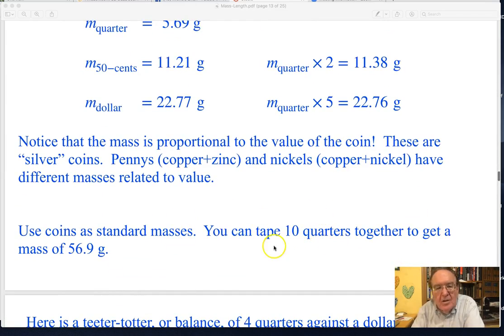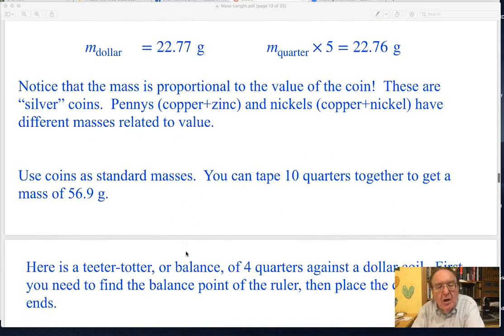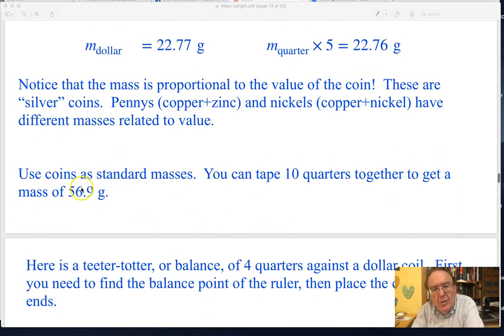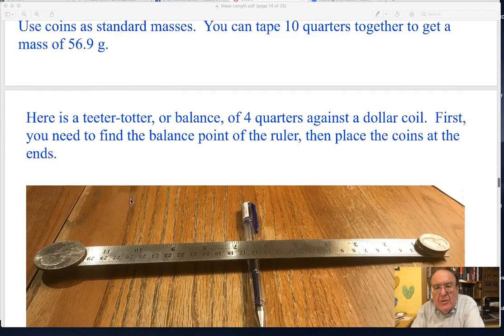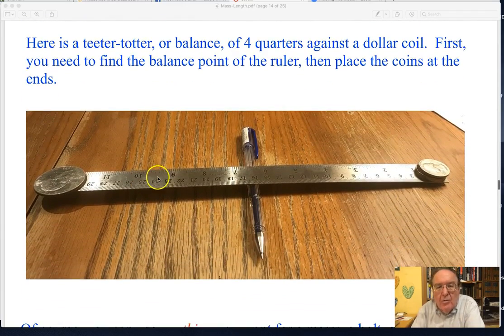You can take 10 quarters together and you have a mass of 56.9 grams. You can add in another coin or so, maybe a penny, and you can get it up to an even 60 grams if you want to. So now, for example, here's a teeter-totter, which I made from the ruler in your kit. I used a pen to balance it on. And on this side is a silver dollar, and on this side are 4 quarters, and they balance.